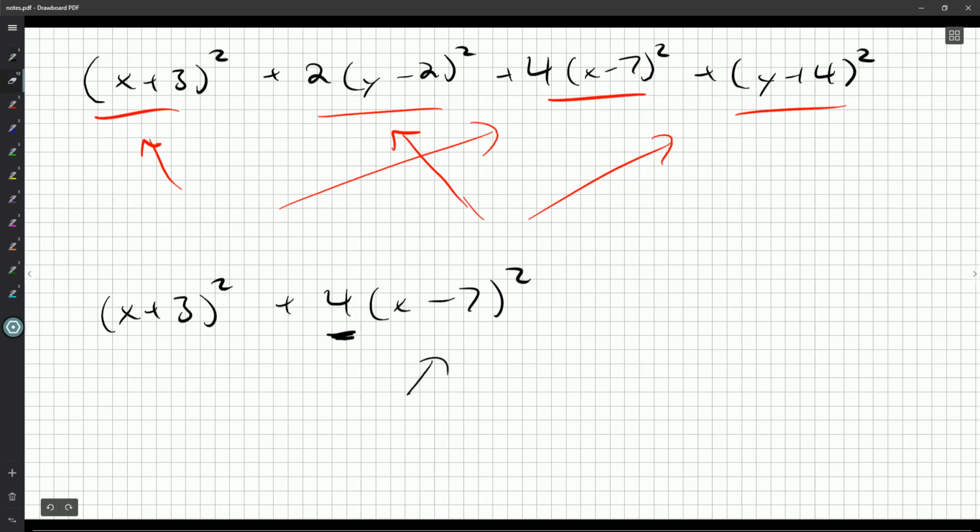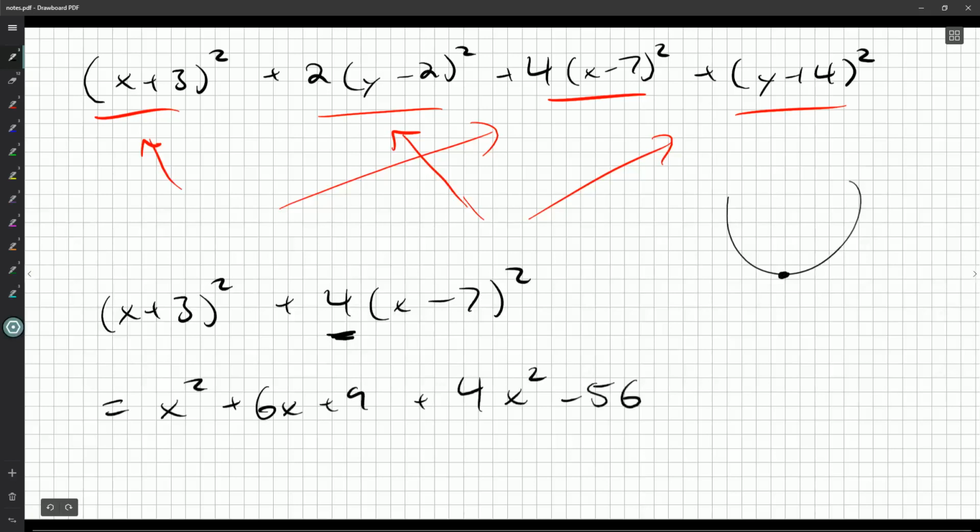But what we can actually do instead is expand this out. We'll just get a single quadratic. Because this is just a parabola, if we just find the minimum value of that parabola, we'll be fine. And up here we've got a parabola in y as well. So 6x plus 9, 4x squared minus 56, 4 times 14, yep, x plus 49 times 4 is 196.